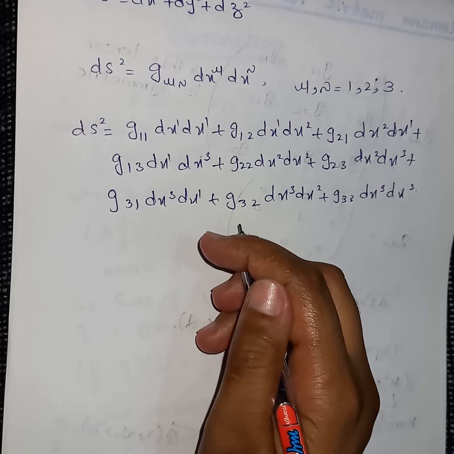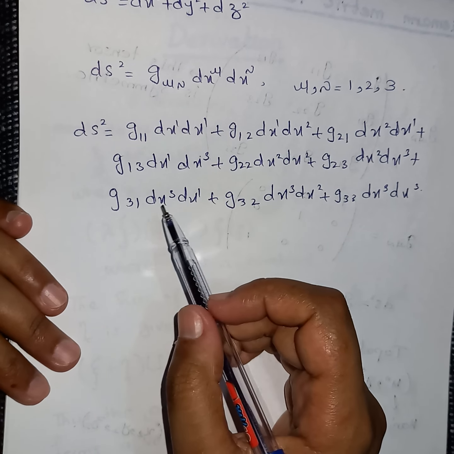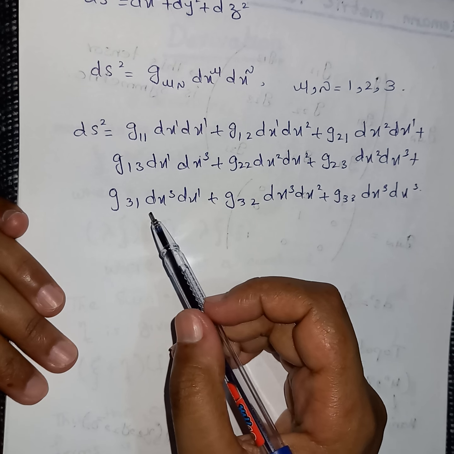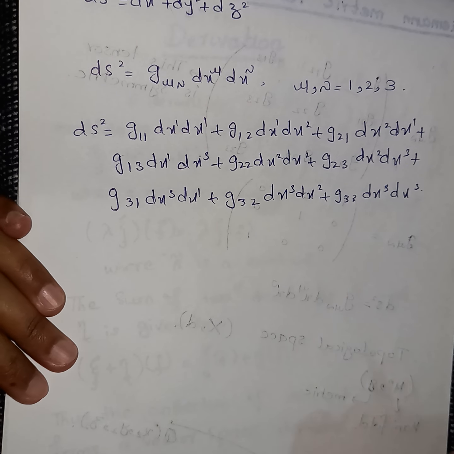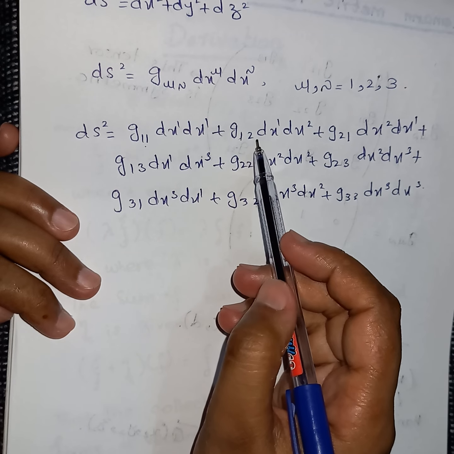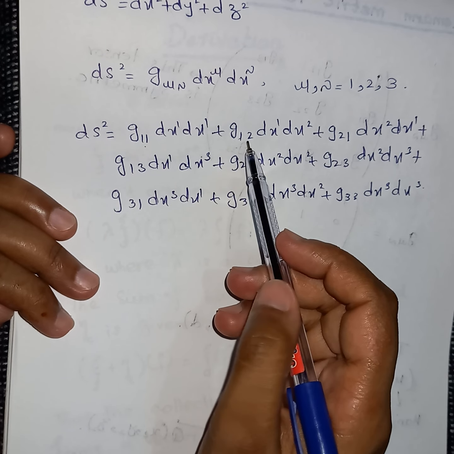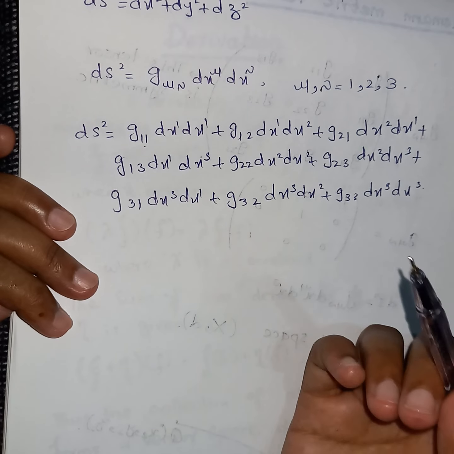g11 and so on. This is the most general metric tensor, and we can easily derive the Euclidean space when we take all the diagonal entries equal to 1 and all the other entries equal to 0, because obviously g11 will become equal to 1, g12 will become equal to 0 because this is an off-diagonal entry in a metric tensor, and similarly all the other terms.